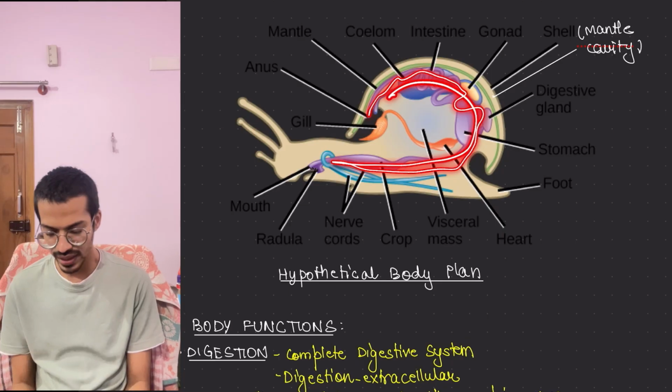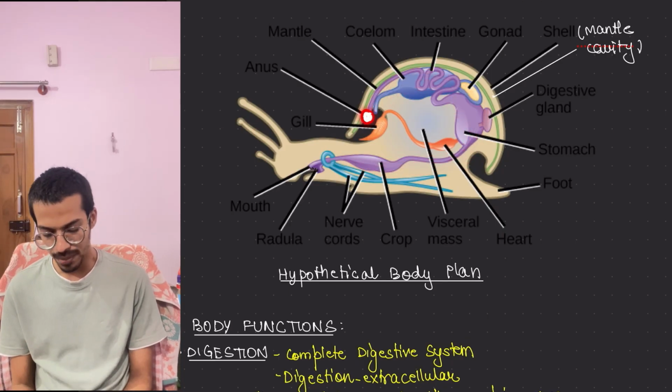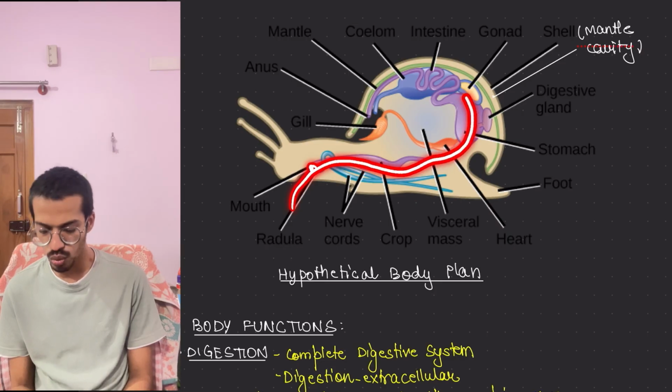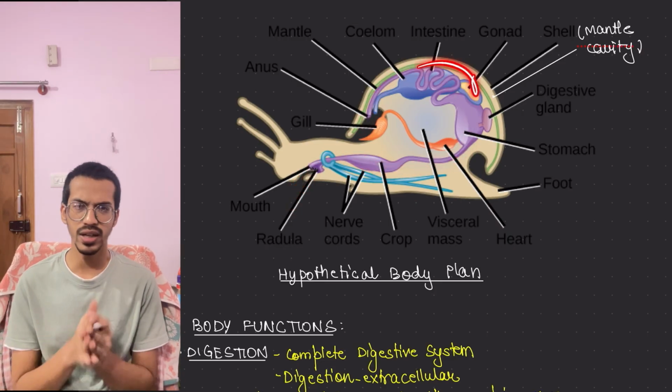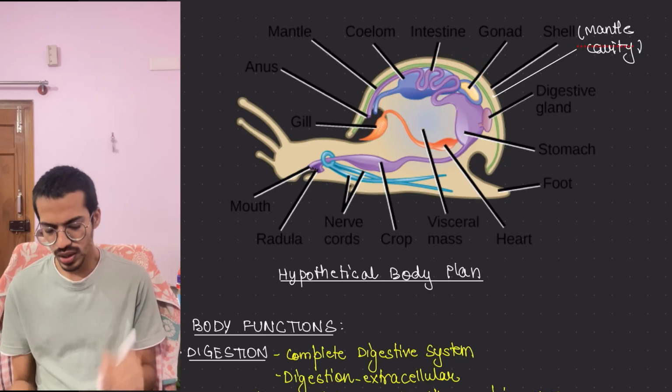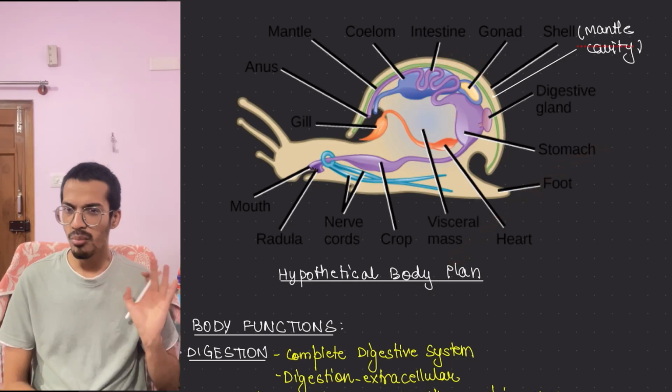So if you know that the anus is over here, what will happen? The mouth is here. They will eat, and food will go like this over here. So this is what they have shown. The gonads are present over here only. So this is the hypothetical structure of a mollusca.